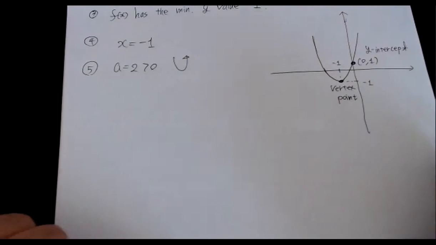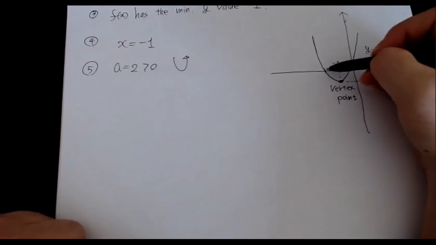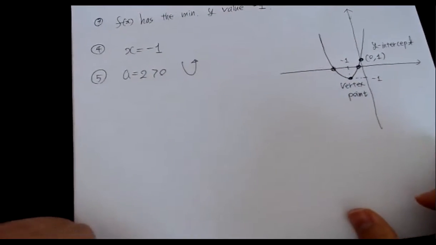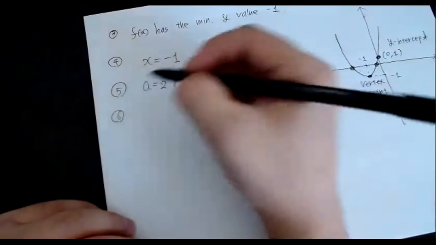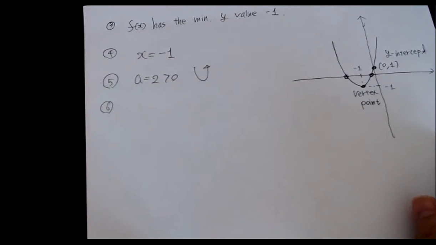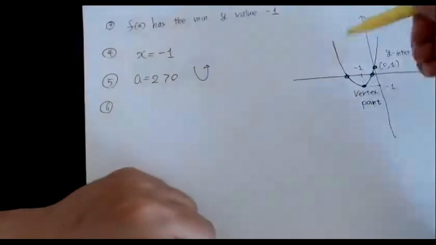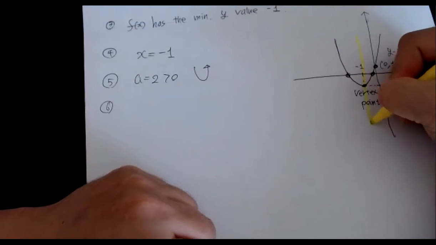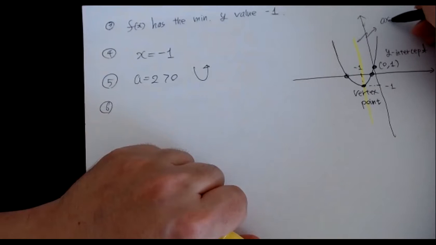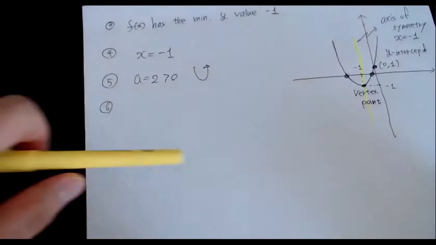Okay, and then as you can see, this graph has 2 x-intercepts, right? I'm gonna figure out the x-intercepts later. The next one is where the function is increasing or decreasing. By the way, the axis of symmetry is here: the vertical line passing through the vertex point. Okay, x is equal to -1.